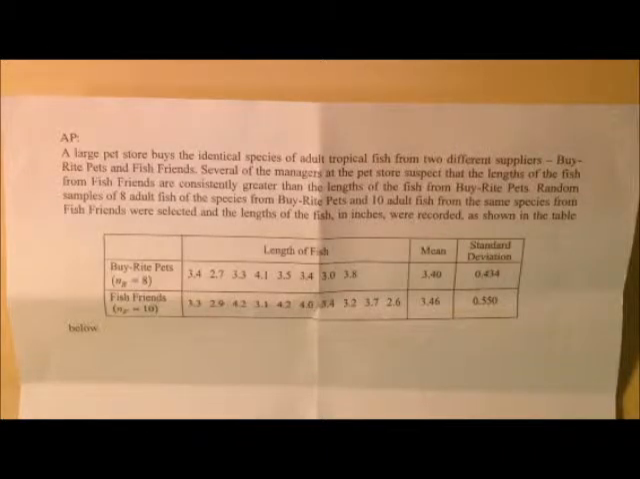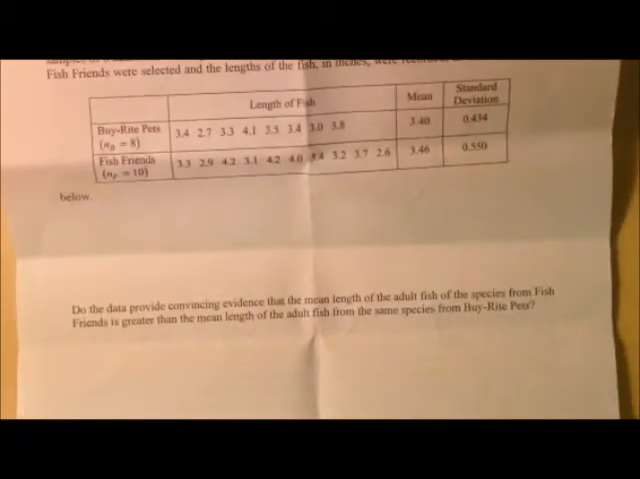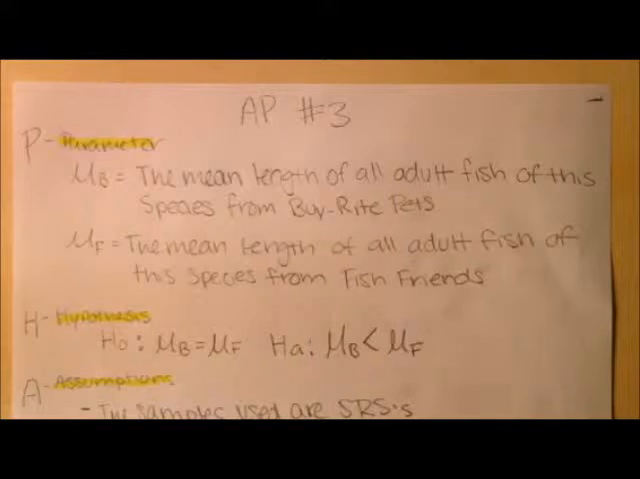Random samples of 8 adult fish of the species from By-Right Pets and 10 adult fish from the same species from Fish Friends were selected, and the lengths of the fish in inches were recorded as shown in the table below. Then it asks, do the data provide convincing evidence that the mean length of the adult fish of the species from Fish Friends is greater than the mean length of the adult fish of the same species from By-Right Pets? In order to answer this question, we'll use the same process we used in the advanced problem, PHANTOMS, and we'll begin with our parameter.